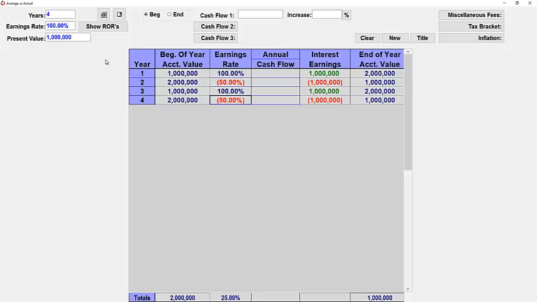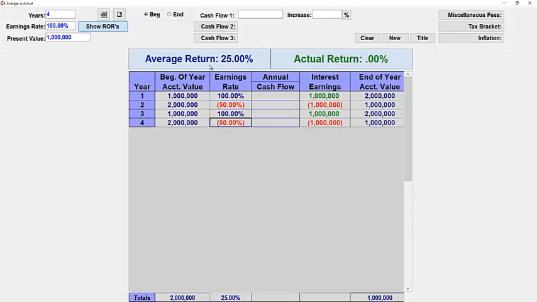Watch what I do. I'm going to click on the Show Rate of Return button because financial advisors on Wall Street would tell you that you had an average rate of return of 25%. They'd say, look, you're a phenomenal investor. You just averaged a 25% rate of return in your portfolio. Yet you're looking at your balance and saying, wait, I have the exact same $1 million that I started with 4 years earlier. Your actual rate of return is 0.